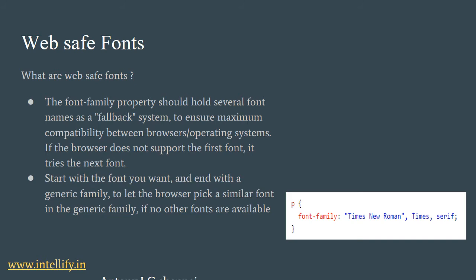Start with the font you want and end with the generic family to let the browser pick a similar font in the generic family if no other fonts are available. For example, in the paragraph P, the font family is defined as Times New Roman, then given as Times, Serif, and so on. So it checks for Times New Roman. If not available, then it checks for Times. Then if that is not available, it goes for Serif.